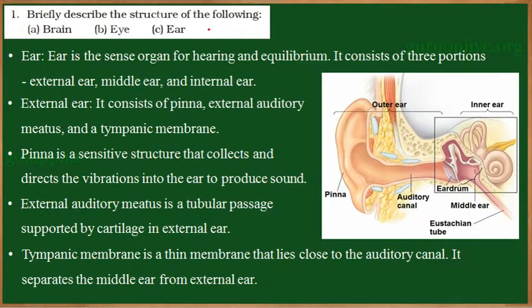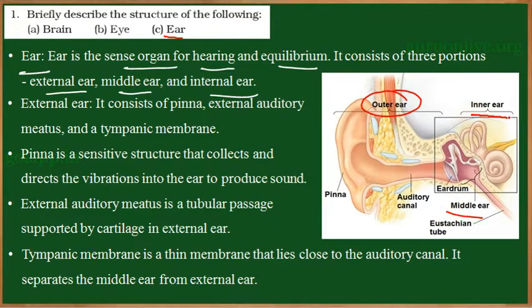Now let's learn about the third structure, the ear. Students, the ears are sense organs which help us in hearing, and they also help in maintaining equilibrium, that is balancing our body. The ear is divided into three portions: the external or outer ear, the middle ear and the inner ear. The middle ear is only this much and this region is the inner ear.